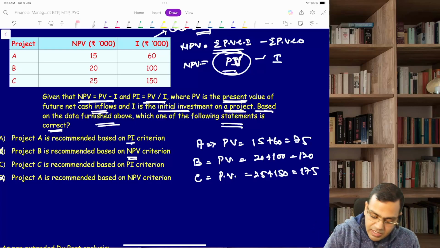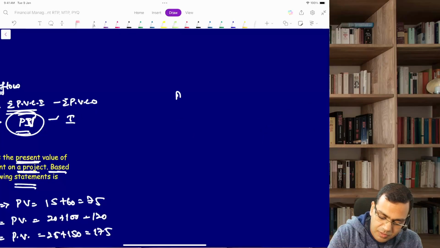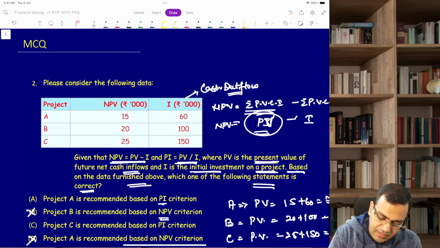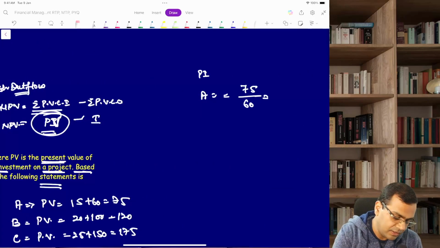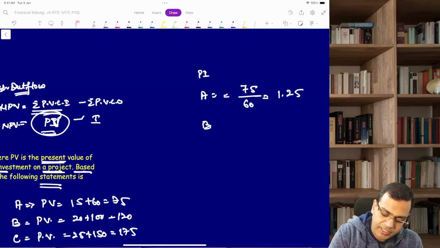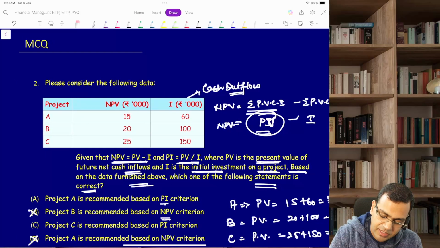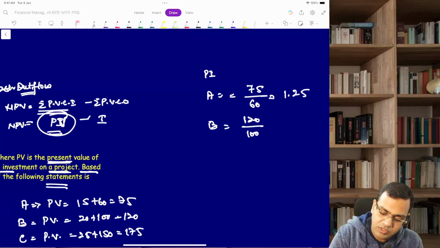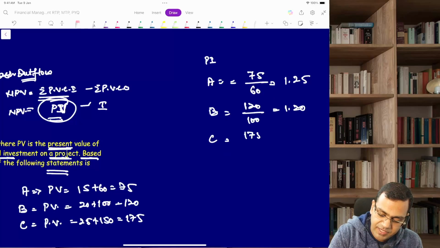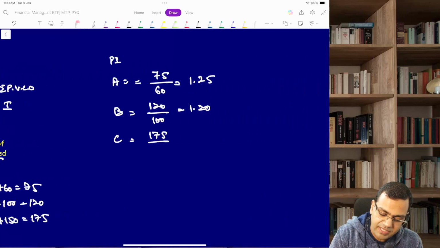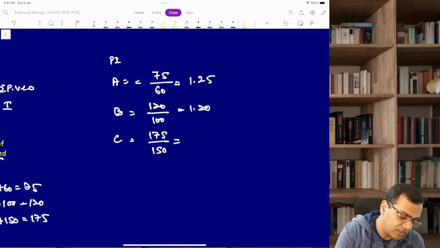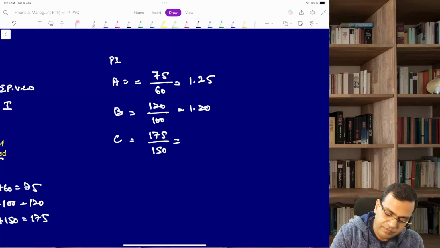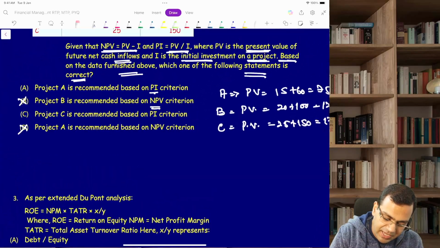Is that clear? Now you can calculate PI. For project A, PI is equal to 75 divided by the investment of 60. That comes to 1.25. For project B, it is 120 divided by the initial investment of 100. So that comes to 1.20. And for project C, it is 175 divided by 150. That is present value of cash inflows divided by investment, 1.16. So project A we can go with.